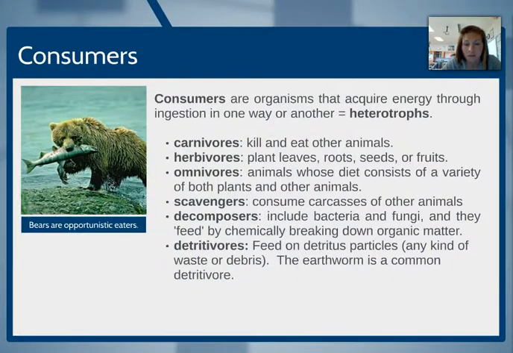Now, what are consumers? I briefly mentioned them in the ecological pyramid just a second ago, but they are organisms that acquire energy through ingestion in one way or another. And so we call the autotrophs organisms that can make their own food. Consumers are called heterotrophs, and there are all different kinds of heterotrophs. Carnivores will kill and eat other animals. Herbivores usually eat plants, leaves, roots, seeds, fruits. Omnivores can eat both. Scavengers consume carcasses of other animals, so basically animals that have just died.